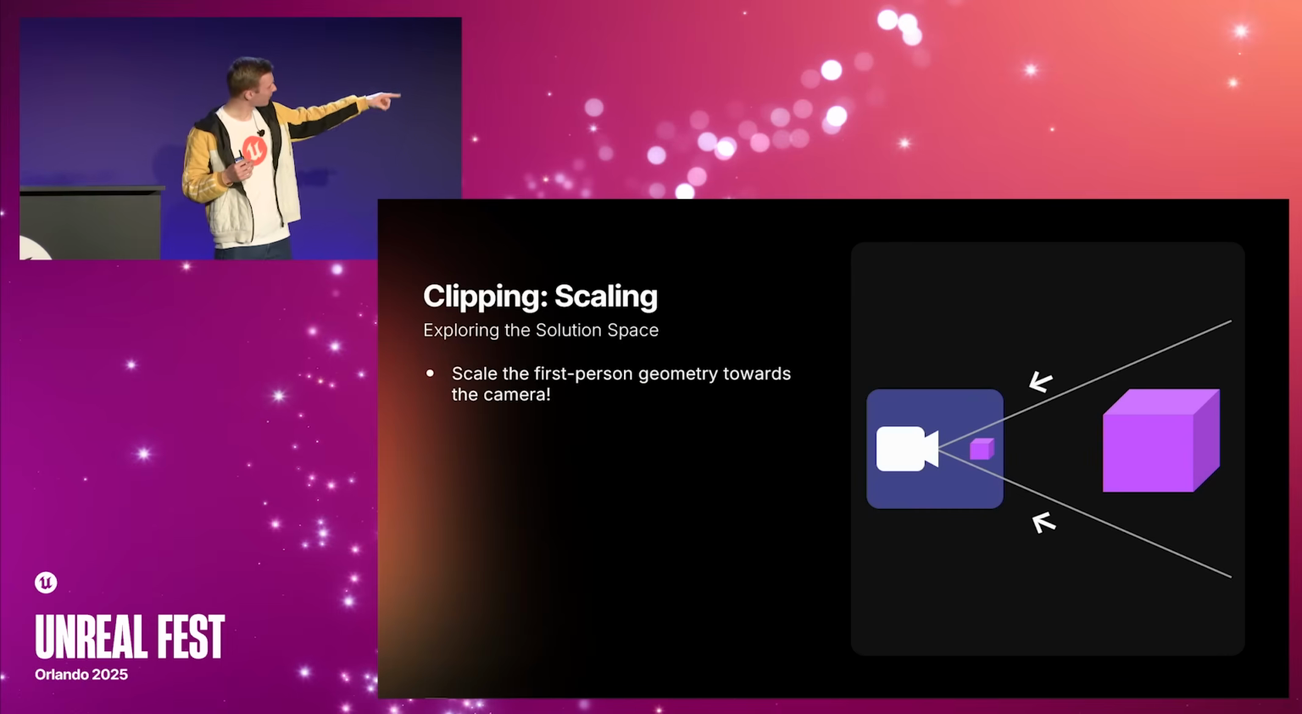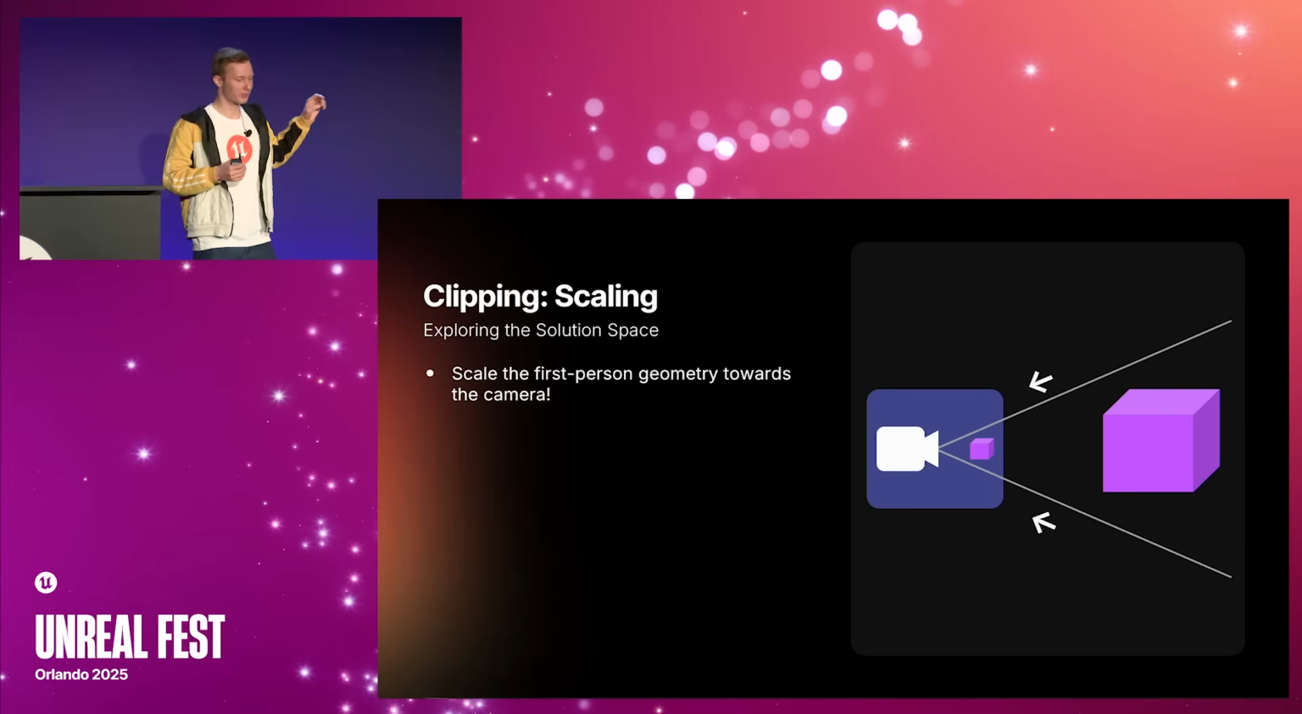And that blue box around the camera is supposed to be the player bounding box. So if we can successfully move or scale the first-person geometry into that bounding box, we can effectively prevent clipping with the rest of the scene. Physics takes care of it for us.